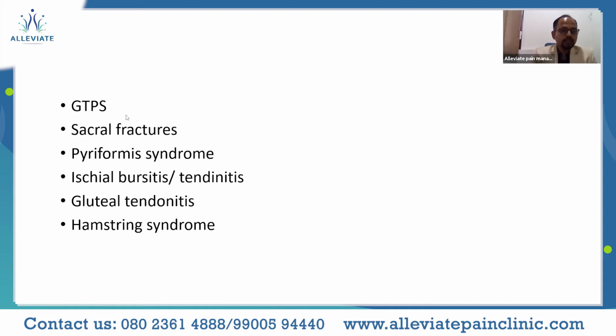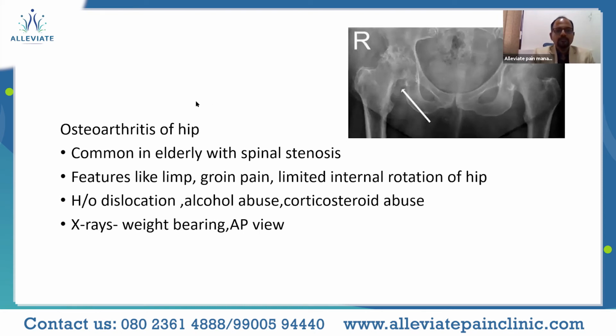It can be because of sacral fractures, ischial bursitis, gluteal tendinitis, or hamstring syndrome. So a little bit of the osteoarthritis of the hip. As you can see in an X-ray, the irregular bone pattern, the loss of the smoothness of the head of the femur, which is commonly seen in the elderly with spinal stenosis. So these are concurrent conditions wherein we can miss these things and primarily focus only on the MRI of the low back. And as I said, there could be a lot of findings which may not be the actual pain generators.